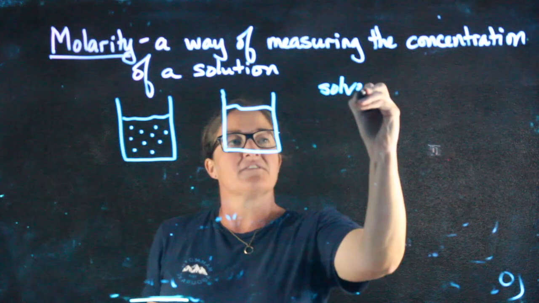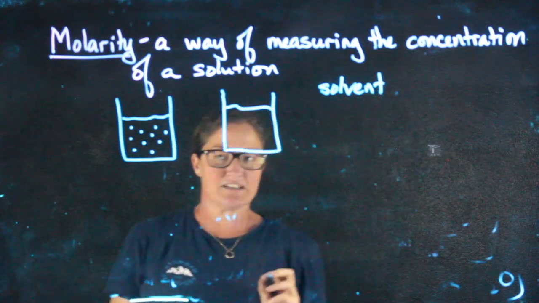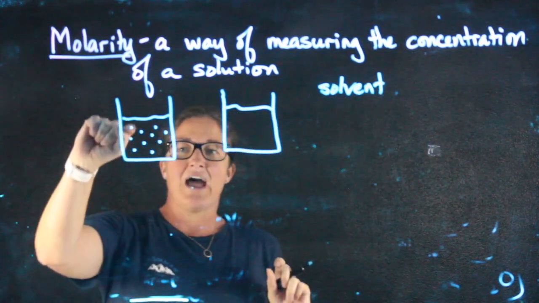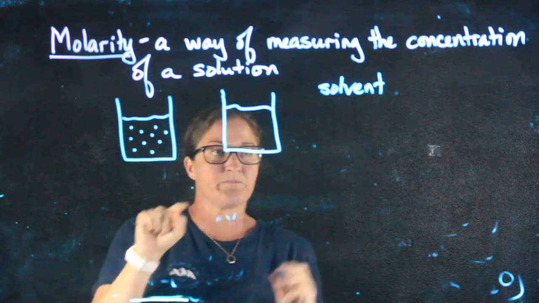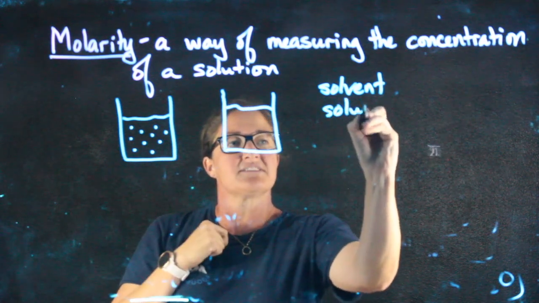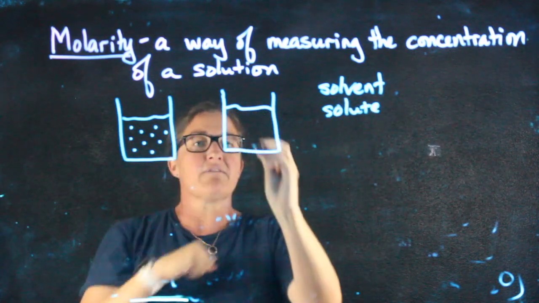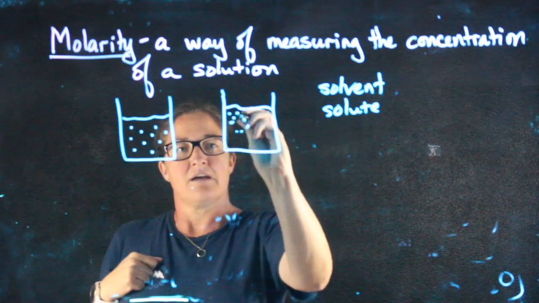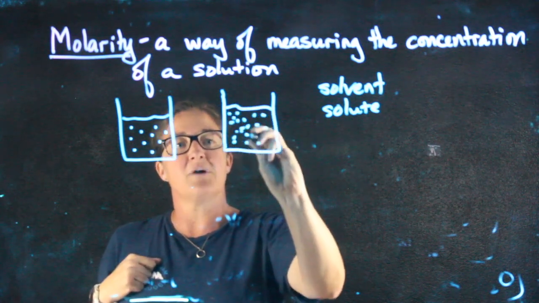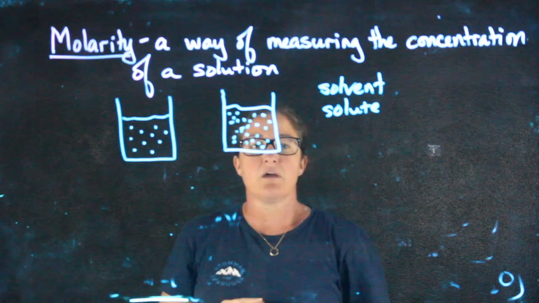The stuff we dissolve something in is called the solvent. In this one, I've added some particles of solute. Solute is the stuff we dissolve into it. Over here, I'm also going to add particles of solute.